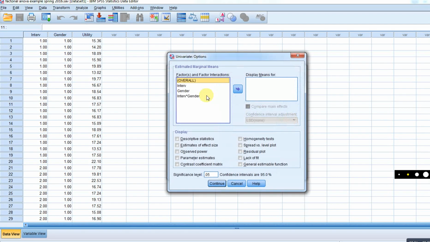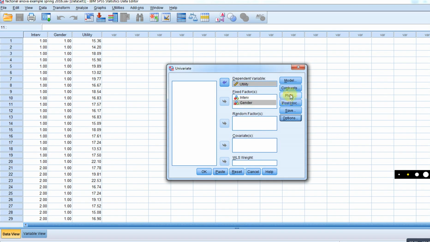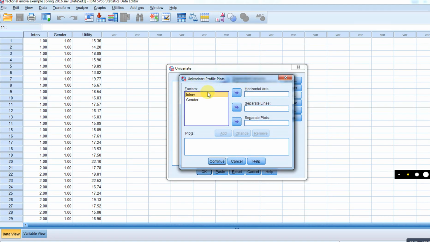Under Options, generally I select basically the entire set of variables, highlight them and move them over to the Display Means box, and then click on descriptives, effect size, power, and homogeneity test to address the homogeneity of variances assumption. Then click on Continue. Under Plots, I can ask for profile plots for the effect of intervention, gender, and also the intervention by gender interaction.